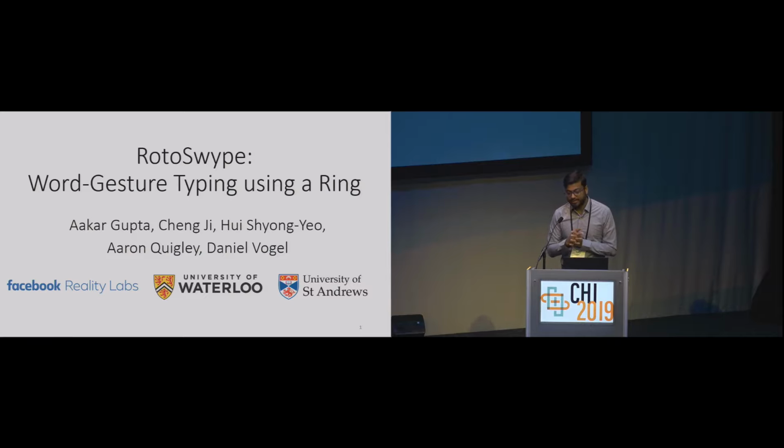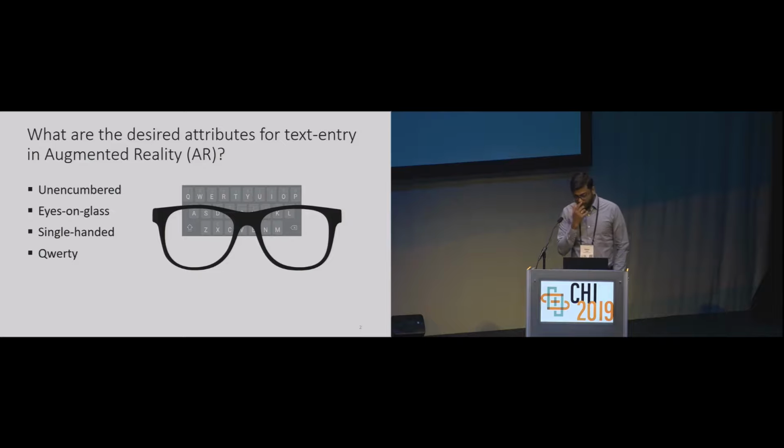I'm going to talk about a text entry technique that we designed for augmented reality called RotoSwype. So what do we want from a text entry technique for augmented reality glasses? What are the desired attributes for text entry in augmented reality, specifically for the glasses? We know that interactions in AR need to support on-the-go use, situations where the user is mobile or on the go. And therefore, in our opinion, at the very least, it needs to satisfy these criteria.